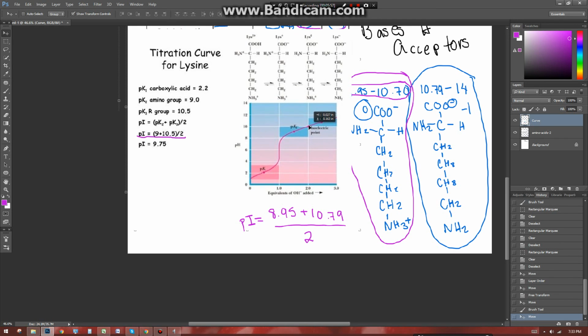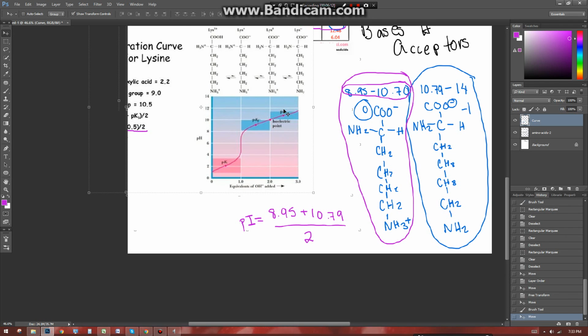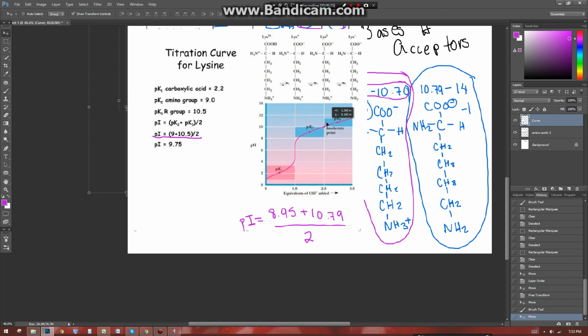That's between pK2 and pK3, so that's when it's going to have no charge. It's going to be neutrally charged. And that's also called a zwitterion because it has a negative charge and a positive charge, but its net charge is neutral. So this would be really great to work as a base, this molecule right here. Or not as a base, as a buffer.